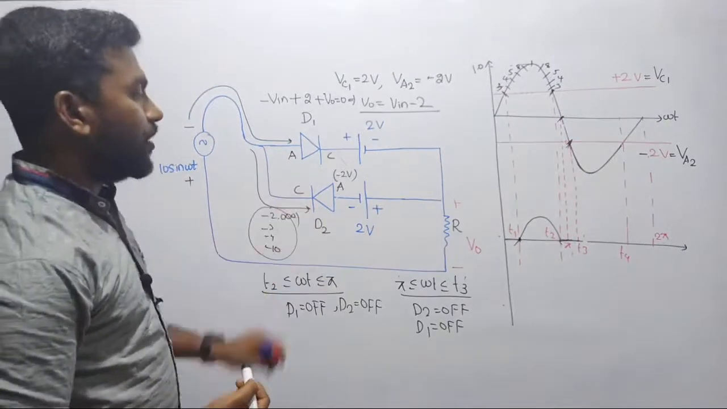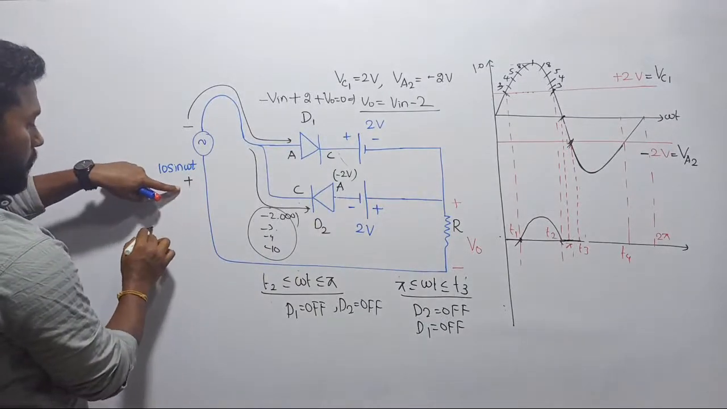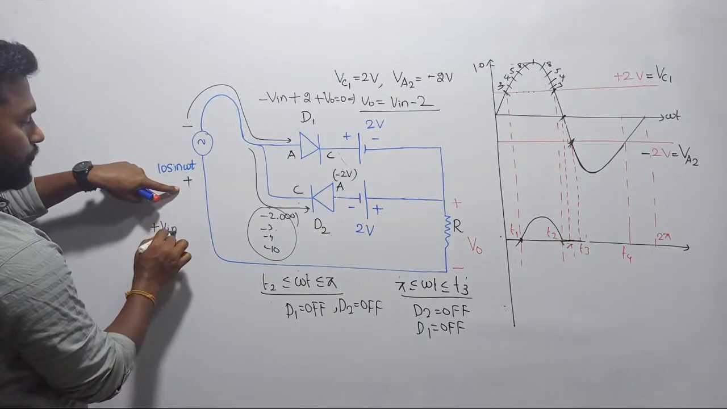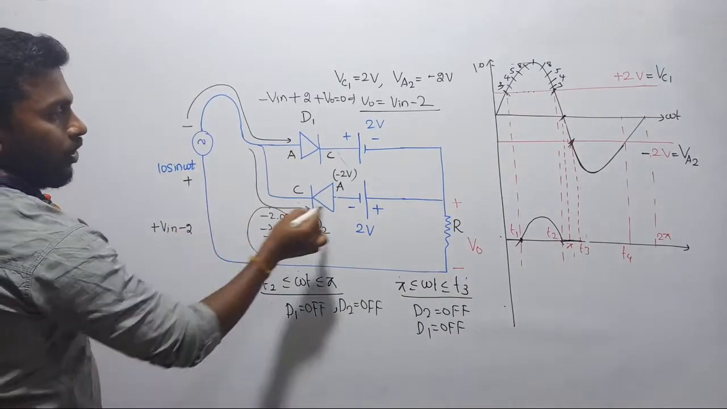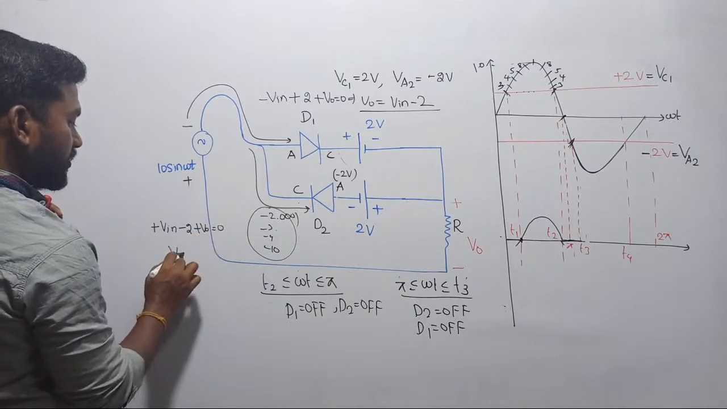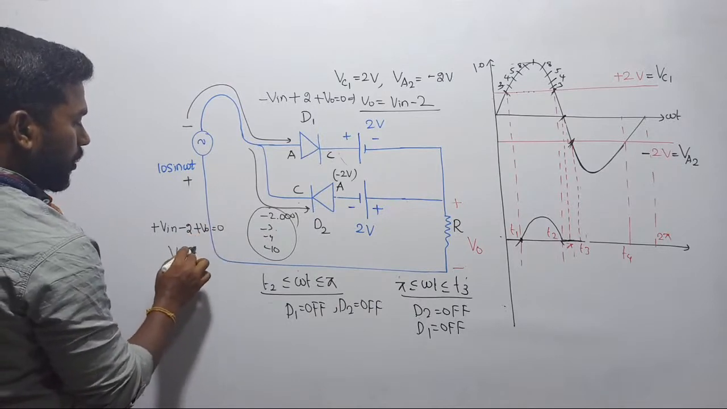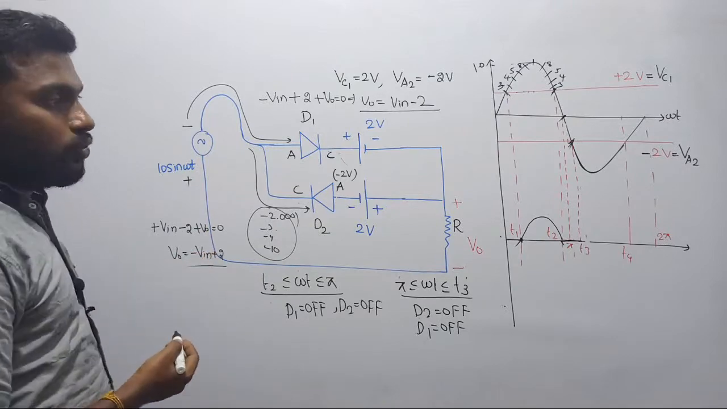If the diode turns on, then let's see what will happen. The diode is a short circuit, and here we have minus 2. The output voltage V0 will become equal to minus Vn plus 2. Minus Vn plus 2 volts, right?